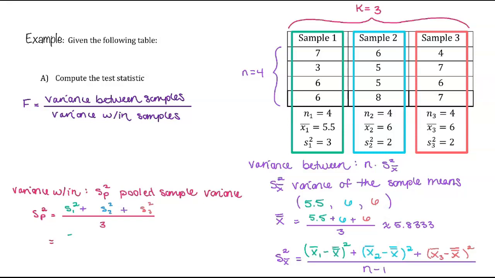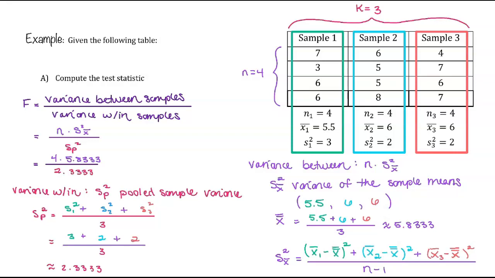Filling in our values, we have 3 plus 2 plus 2, all divided by 3. This gives us a pooled variance of 2.3333. Now that we have the numerator and the denominator, we're ready to calculate the test statistic. The numerator is equal to n times the variance of the sample means, and the denominator is equal to the pooled sample variance. N is equal to 4. The variance of the sample means we found to be 5.8333, and the pooled sample variance we found to be 2.3333. Putting this into our calculators, we find that our test statistic F is equal to 0.1428, rounded to 4 decimal places.